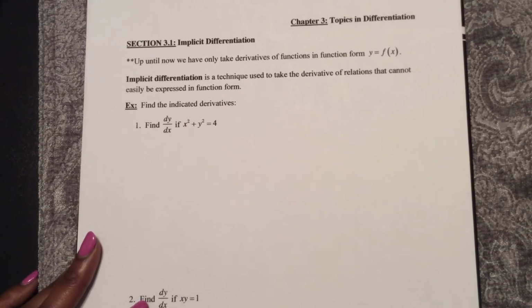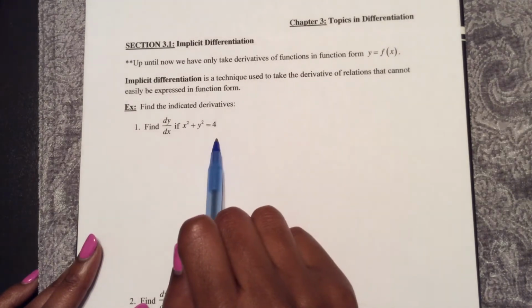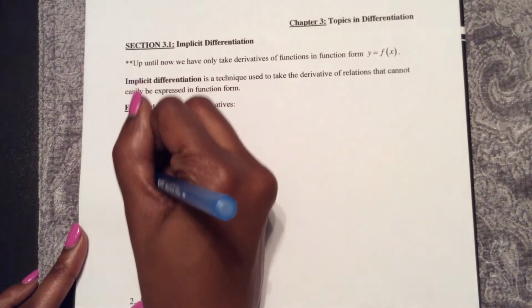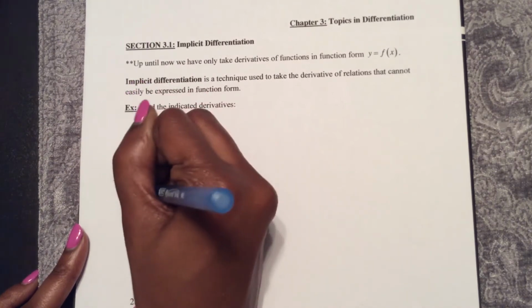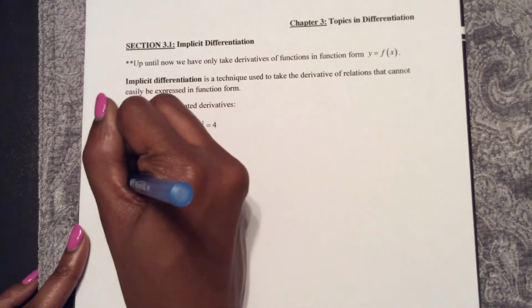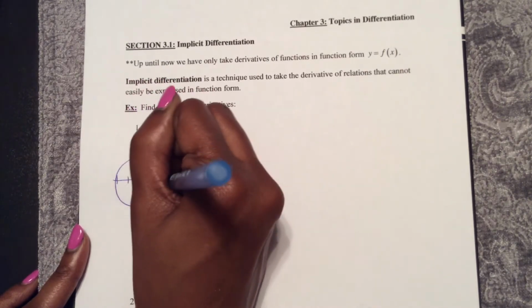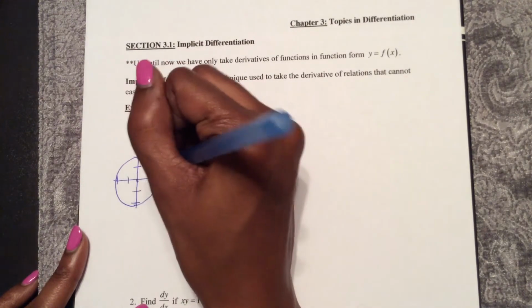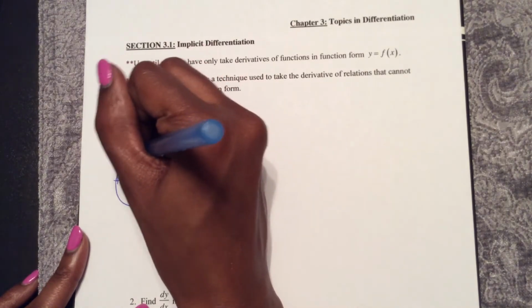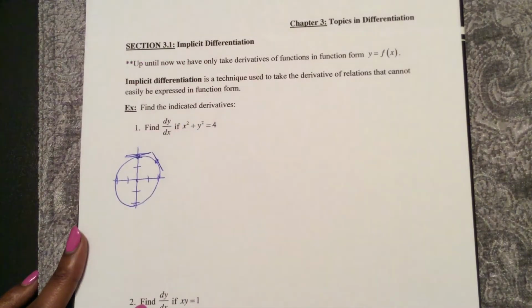So we want the derivative with respect to x of this conic section. I know this is a circle with radius 2, with the center at the origin. And so this is asking for the derivative of y with respect to x, which is the slope of the tangent line at any given point on this circle.